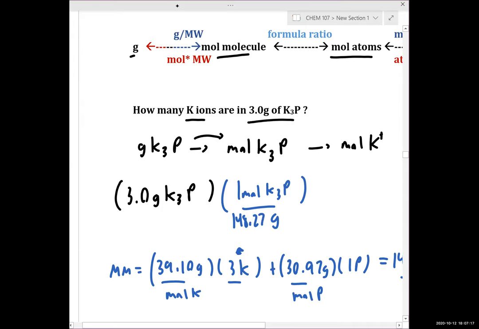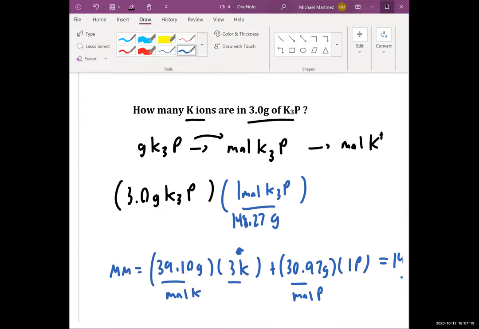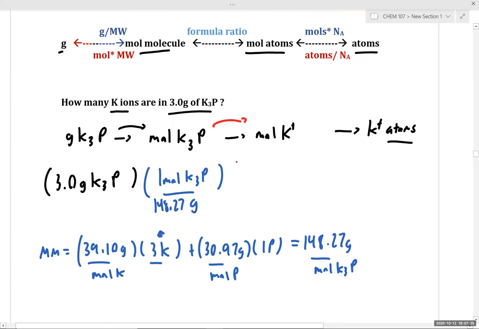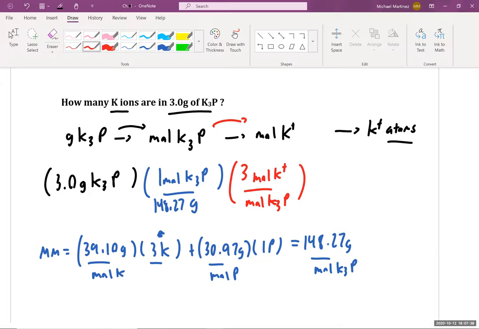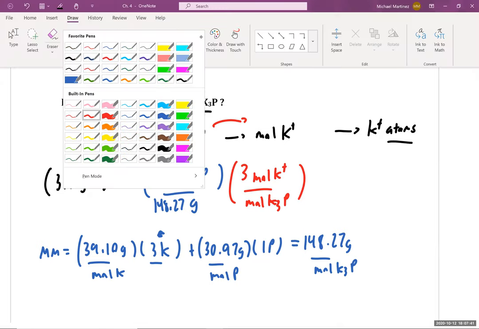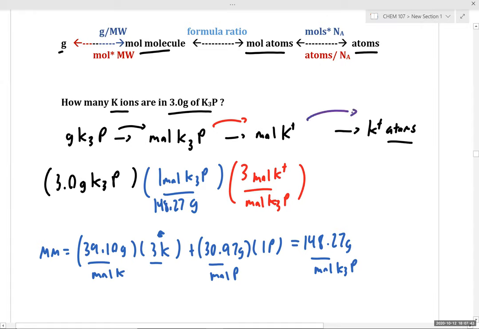Next, continuing on with this idea, we are asked to calculate from here the moles of potassium. So how many moles of potassium do I have per mole of potassium phosphide? How many potassiums? As we see in the chat, 3 moles of potassium. Exactly right. Next, to finish off this problem, to go from moles to atoms. So how many atoms of potassium are in 1 mole of potassium? What number do we use?